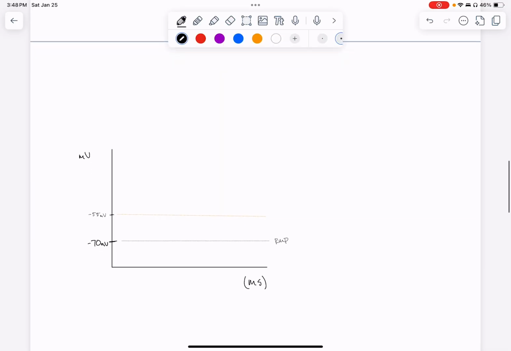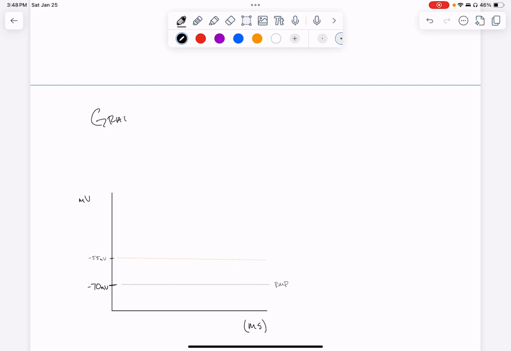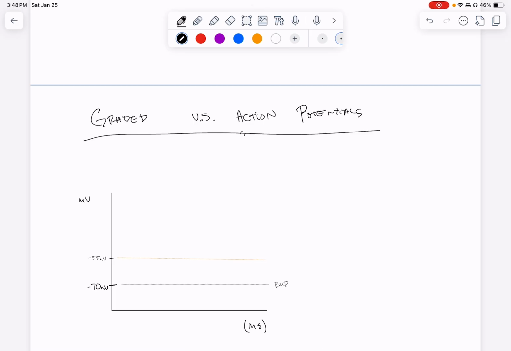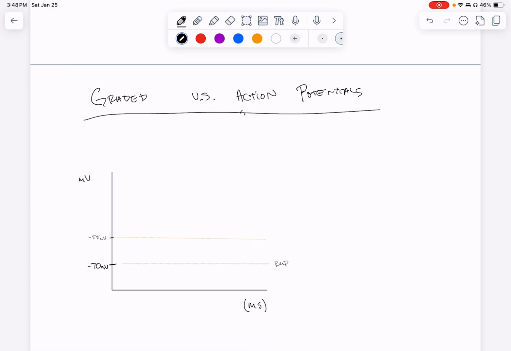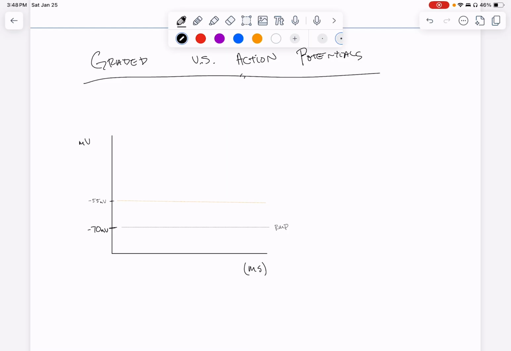Let's erase this. Okay, now we're going to talk a little bit about graded versus action potentials. A graded potential always precedes an action potential. So that's a pretty important thing to remember. A graded potential is what we would see with the movement of ions across a membrane without using something like voltage-gated sodium channels.